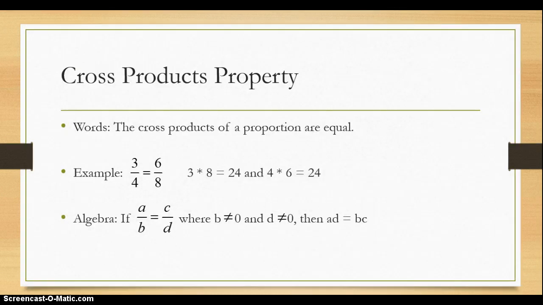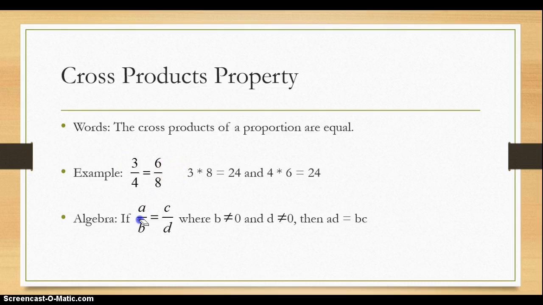So, cross products property. The cross products of a proportion are equal. We talked about that, and here's an example right here. When we're talking about cross products, remember that a product is the answer to a multiplication problem. So 3 times 8 equals 24 and 4 times 6 equals 24. So we know that this proportion is accurate. This one is equivalent, we should say.